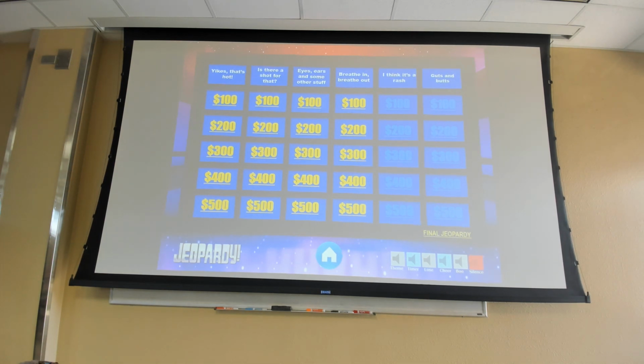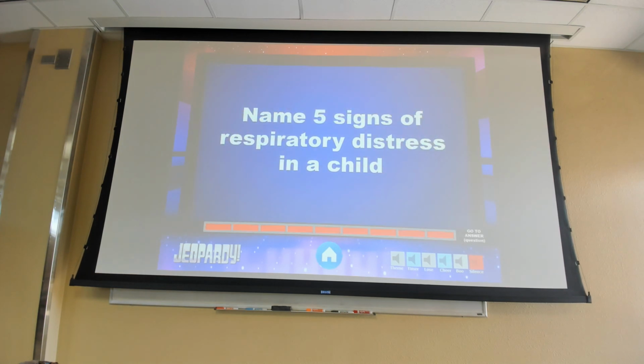Category. Breathe in, breathe out. Five signs, at least, of respiratory distress in a child. Tripoding. Paradoxical breathing. Sure. Retractions. Where do we see retractions? Subcostal. Intercostal. Supraclavicular. Subxiphoid. Yep. Substernal. You can call it either one.